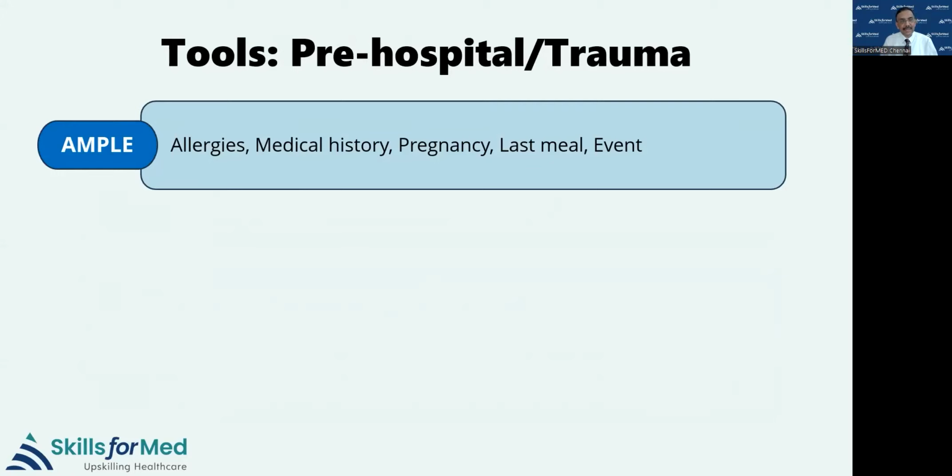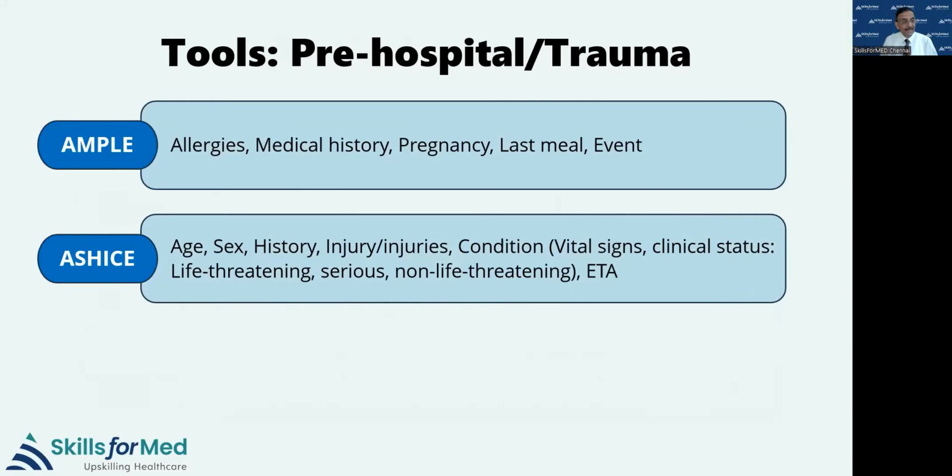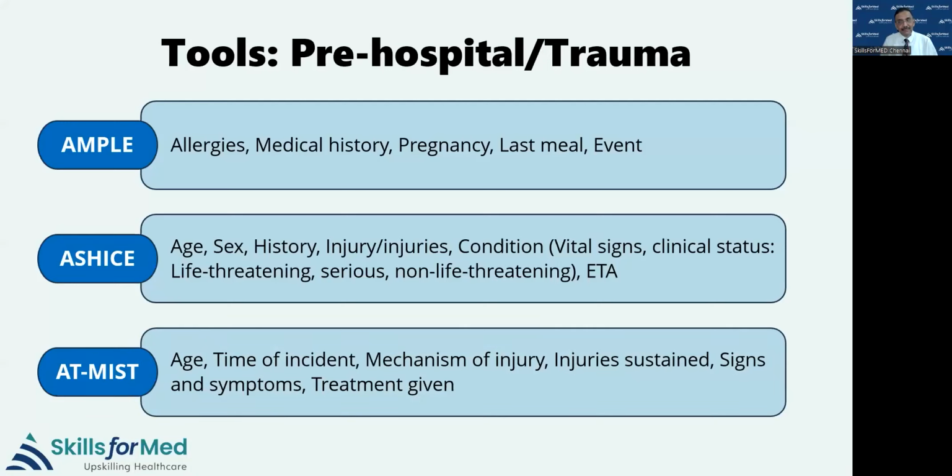This is used in ATLS: allergies, medical history, pregnancy, last meal, and event which caused the injury. Then there is one called ASHICE, that is age, sex, history, injuries, condition, that is the vital signs and clinical status, and then expected time of arrival. The paramedics use it quite a lot. And then ATMIST is again for transfer from the ambulance to the emergency department: age, time of incident, mechanism of injury, injury sustained, signs and symptoms, and treatment given. As I told you, there are several tools, so you can use one of them. But the tool I'm going to suggest is very, very simple, so just hold on for that.